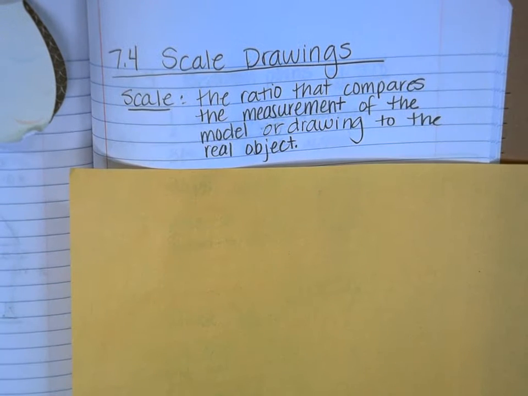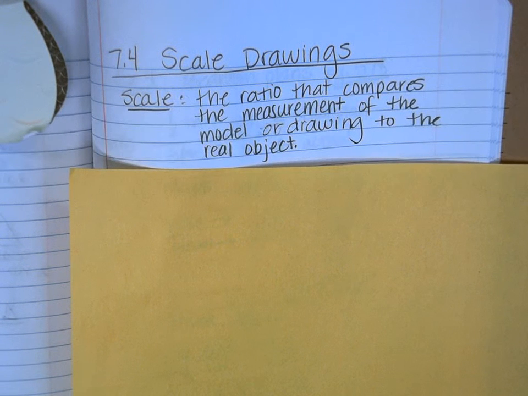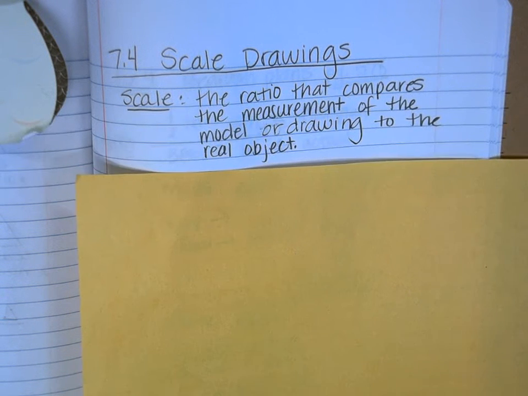Record it here. So 7.4 is scale drawings. Scale just means the ratio that compares the measurement of the model or drawing to the real object. Okay, so if it's like 1 to 2, or maybe it's 4 to 7, something like that. It's a ratio that compares the measurement of the model or drawing to the real object.